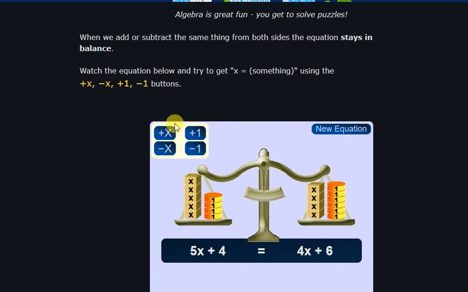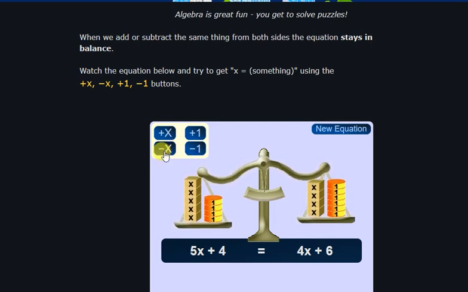When we add or subtract the same thing from both sides, the equation stays in balance. Watch the equation below and try to get x equals something using the plus x, plus 1, minus 1 buttons.